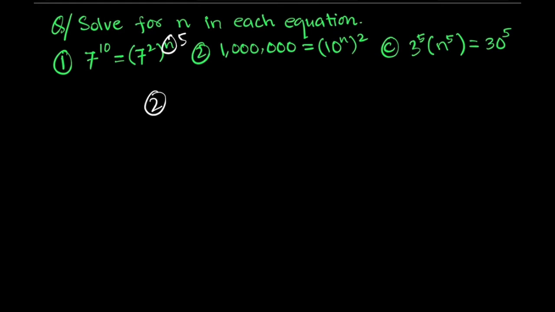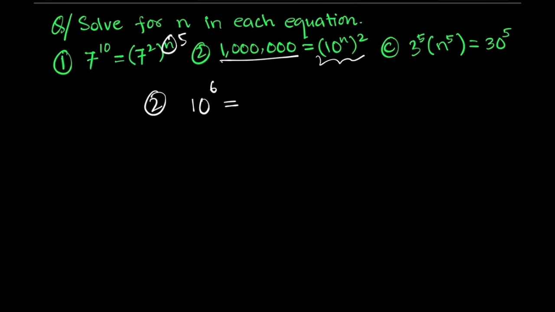Let's solve part 2. You see that this side is given in standard notation and this side is given in exponential form. So first things first, let's convert this into exponential form. I can write this 1 followed by 6 zeros as a power of 10, which is equal to 10^6.